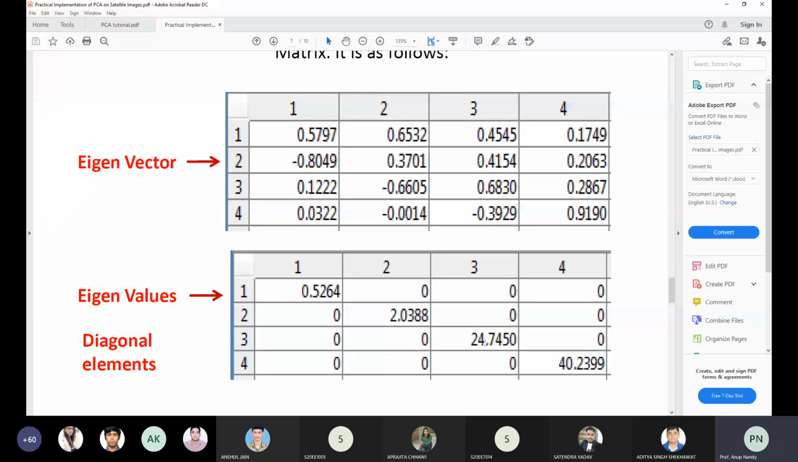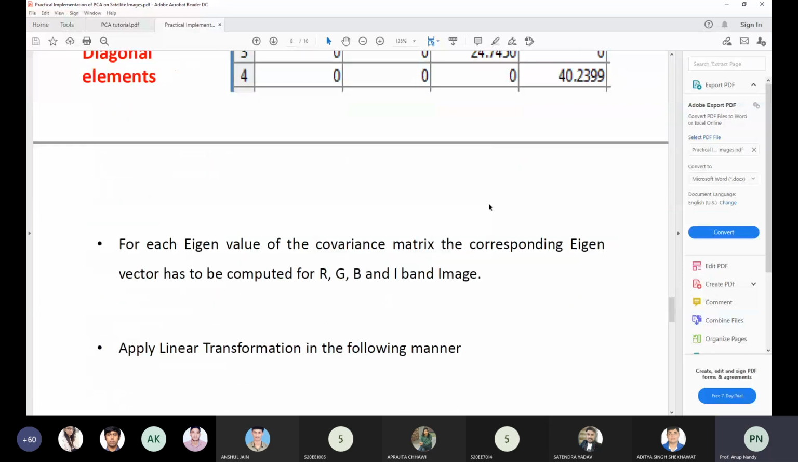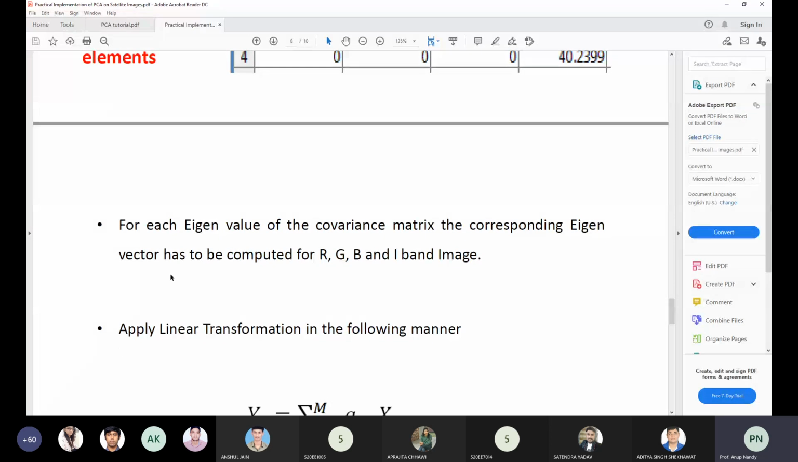Next is 24.74. So this is for this dimension. This is called the I band. This is called the B band. Now for each value of the covariance matrix, the corresponding eigenvector has to be computed for each image.